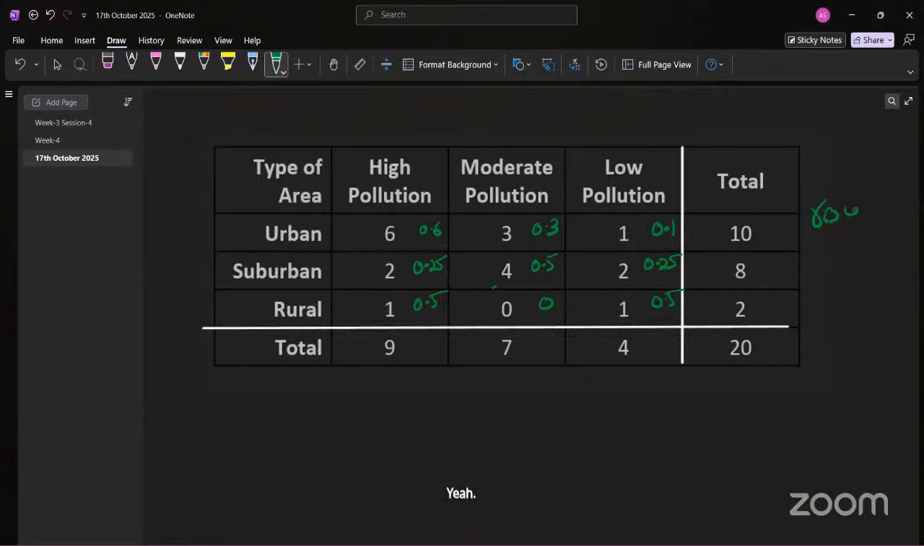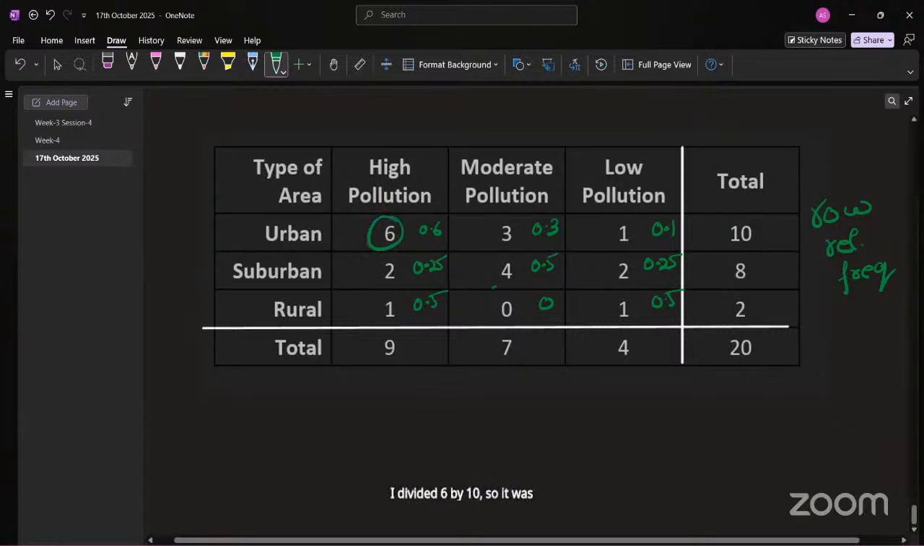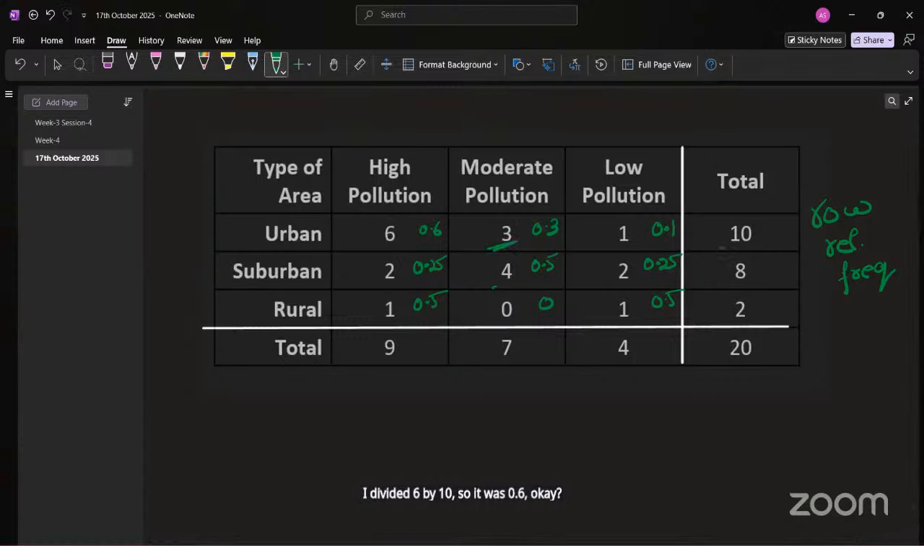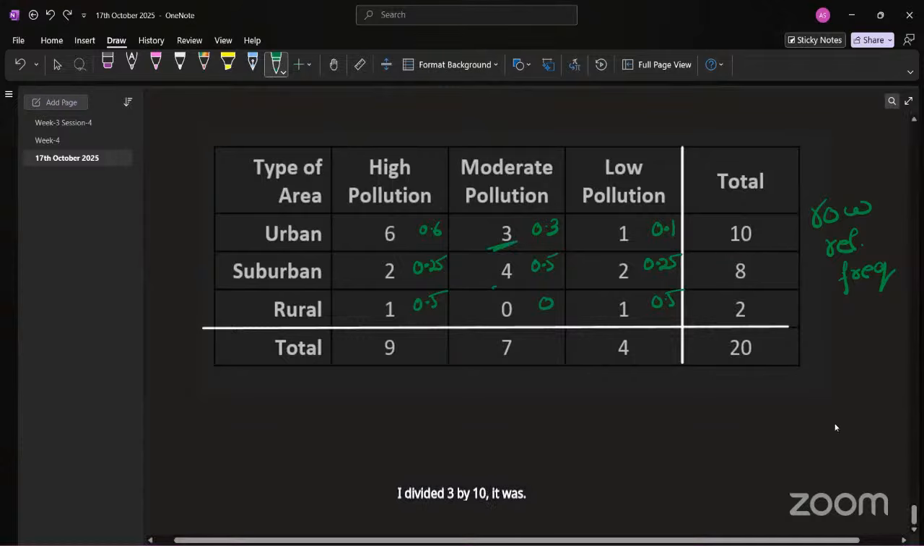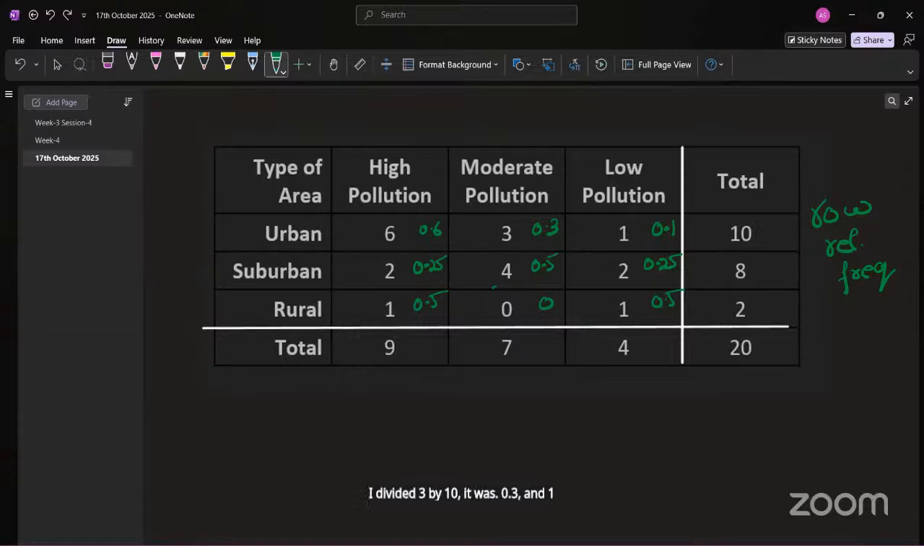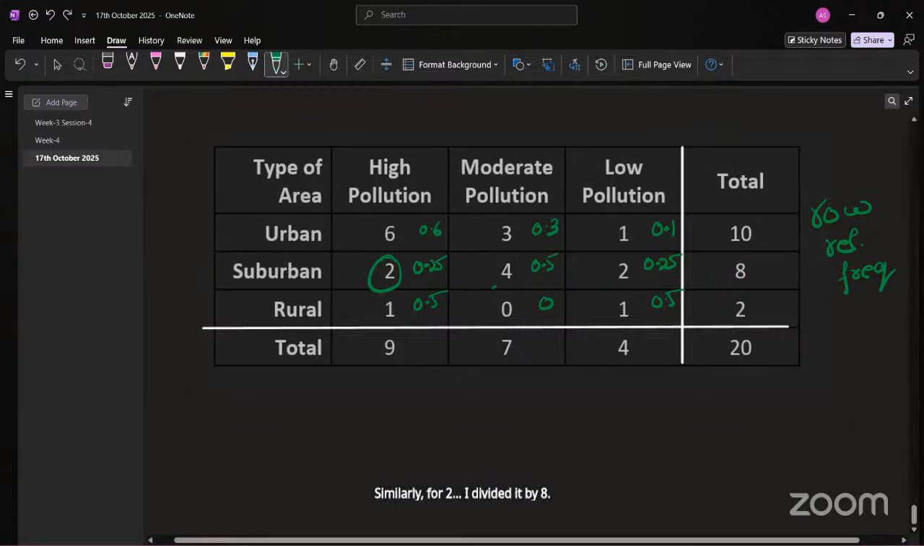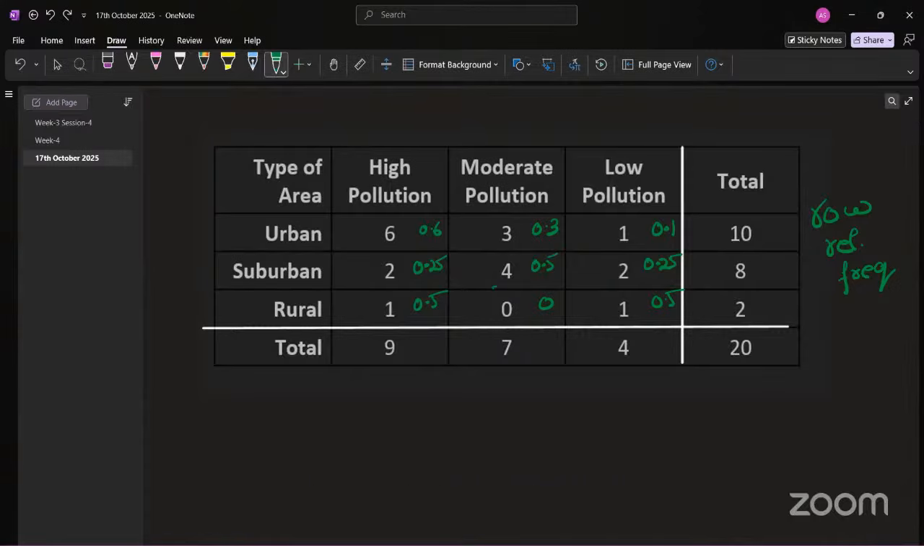So what I did was I calculated the row relative frequency. How did I calculate it? I divided 6 by 10, so it was 0.6. I divided 3 by 10, it was 0.3. And 1 by 10, it was 0.1. Similarly, for 2, I divided it by 8. It was 1 by 4, which is 0.25. So this is how we calculate the row relative frequency.